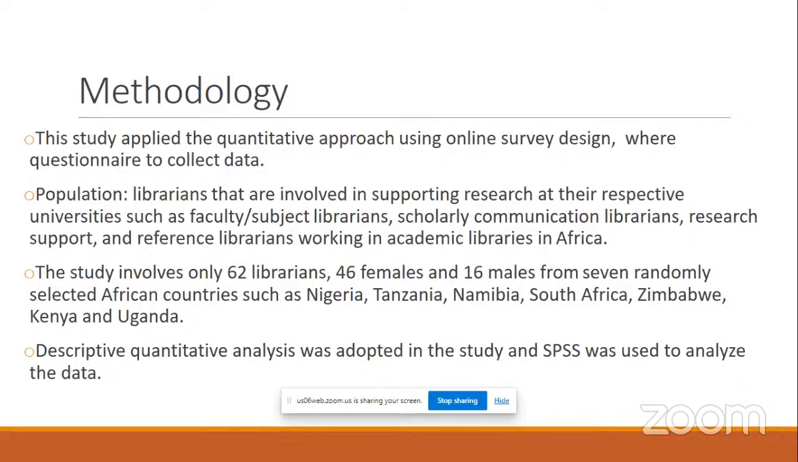So we conducted a quantitative study using a survey design, where a link to the questionnaire was distributed through emails to librarians in different countries. We randomly selected seven countries: Nigeria, Tanzania, Namibia, South Africa, Zimbabwe, Kenya, and Uganda, because we feel these countries share similar contexts, even in terms of the programs being offered in those countries.